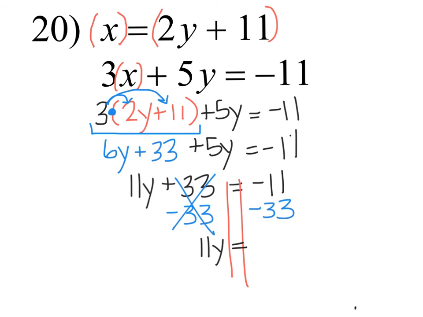If you're not quite sure, take your calculator and punch in negative 11 minus 33. You can also think of this as an addition problem. If I have negative 11 and now I'm adding in negative 33, my total would be negative 44. Divide both sides by 11 to isolate the y, and y is equal to negative 4, because negative 44 divided by 11 gives me negative 4.